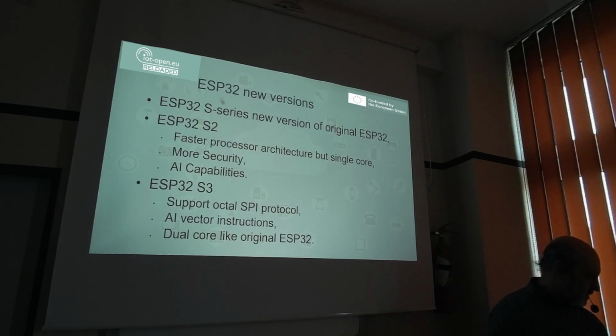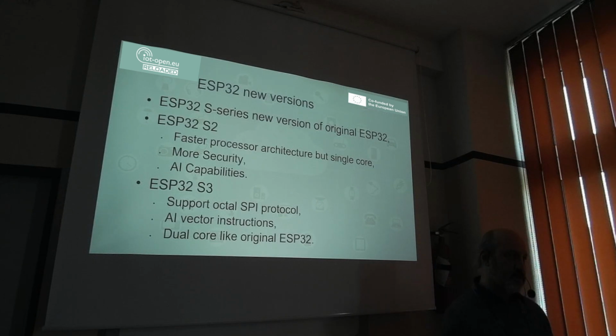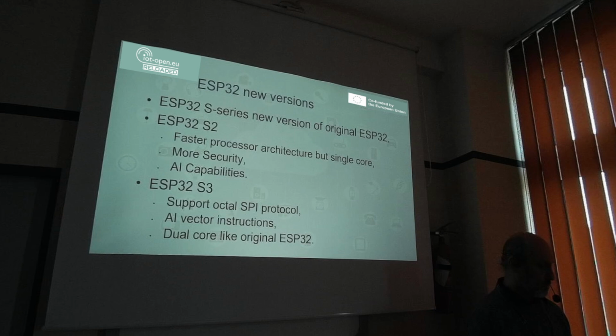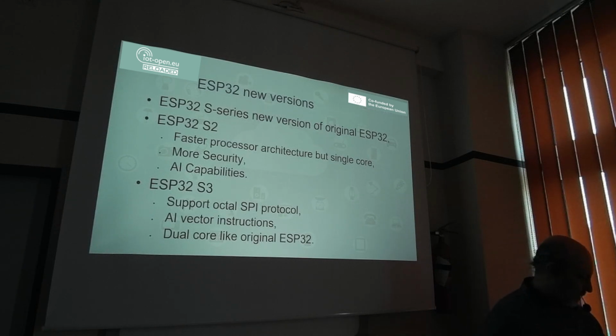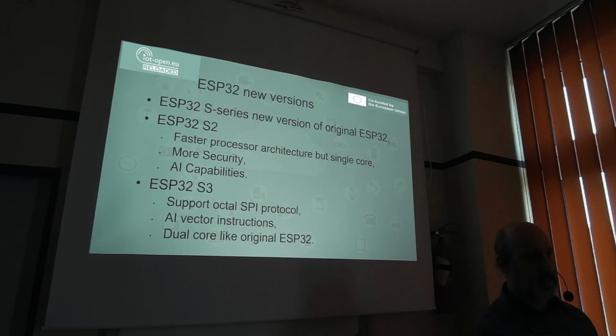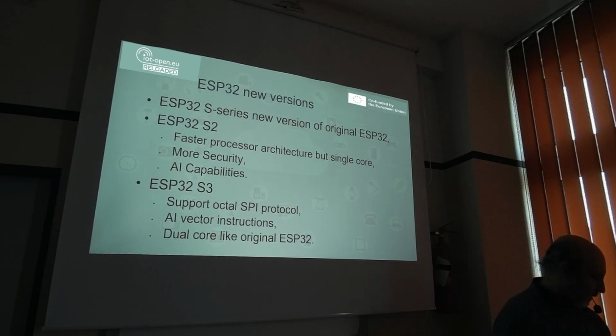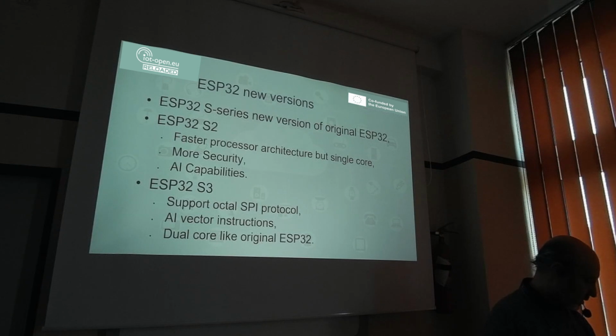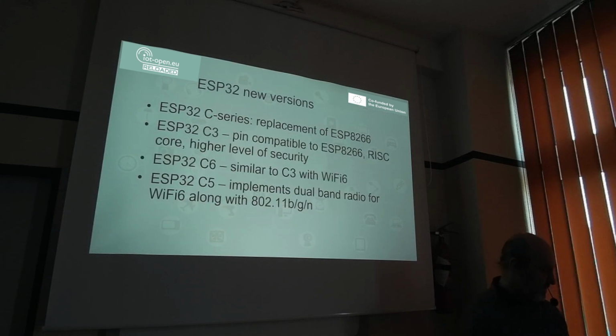There's the S series, new versions of the original ESP32. The S2 has a faster processor but is single core, with more security and AI capabilities. It incorporates some additional cryptographic elements. We also have the S3, which supports a higher speed protocol to communicate with flash memory, AI instructions, and, like the original ESP32, is dual core. There is also the C series.